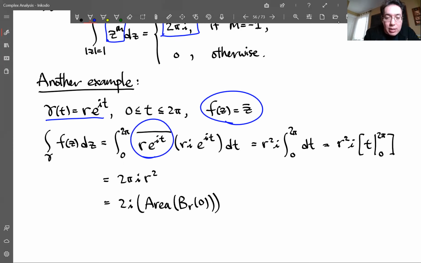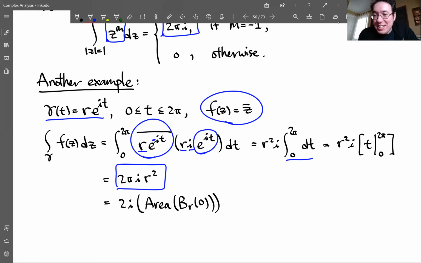But the complex conjugate of e to the it is just e to the negative it, which will cancel with this part of the derivative. So we're just going to get r squared, because there are 2 r's here and an i in front. And then we're going to integrate the constant 1 from 0 to 2 pi. So we get the answer to be 2 pi i r squared.